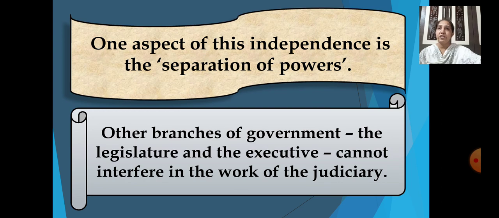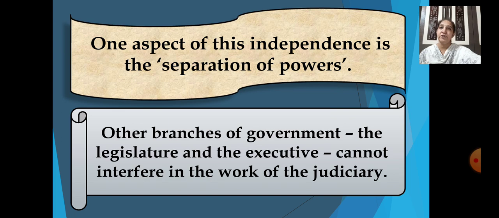Now, one aspect of this independence is the separation of powers. Now, what is that separation of powers? See, it is a key feature of the Constitution. What this means is that other branches of government, that means the legislature and the executive, cannot interfere in the work of the judiciary. The courts are not under the government and they do not act on their behalf.